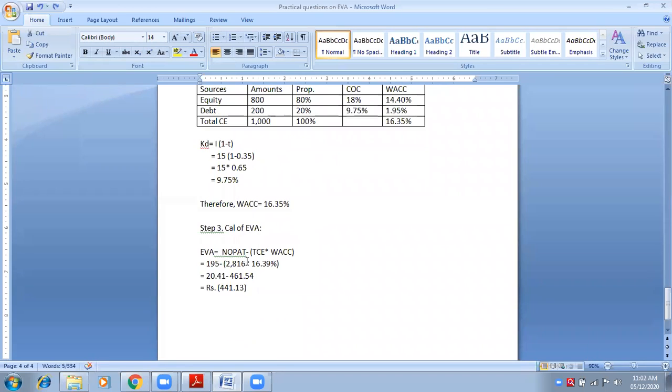What is total capital employed? 1000, which was already available in the question, with which we calculated equity and debt, 800 and 200. Yes? Okay, what is WACC that we calculated just now? 16.35%. Very good. So what is 1000 into 16.35%?